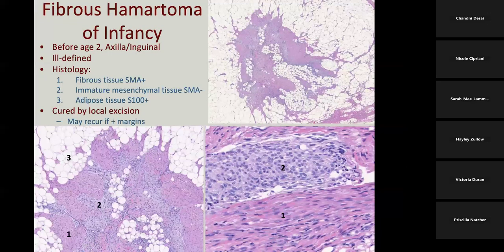And getting into the weeds here with some of our few rare tumors, fibrous hamartoma of infancy, groin and axilla of young kids: fibrous tissue that's SMA positive, immature mesenchymal tissue that's SMA negative, and fat. 1, 2, 3.